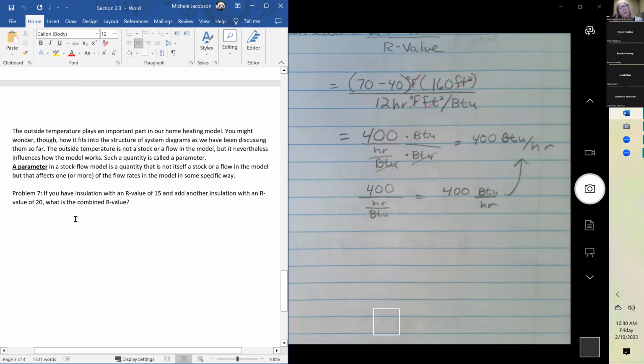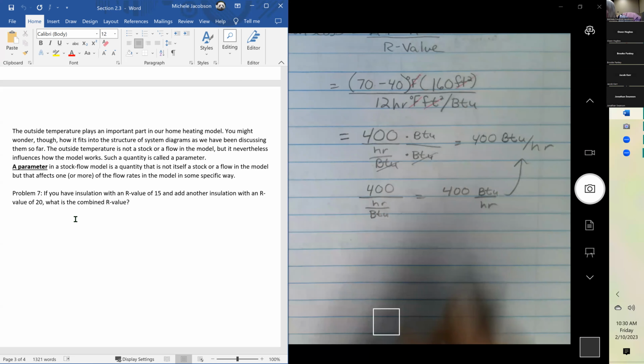If you have insulation with an R value of 15 and add another insulation on top of that with an R value of 20, what's the combined R value? Now there's a thing in your book and it's probably 2.5 pages of work proving this. I don't think we need to prove it for this class. But if you want to look at it, you can. But the R value of 15, if you're putting another R value right on top of it, not removing, but putting on top, so you have more insulation, you actually can add those together.